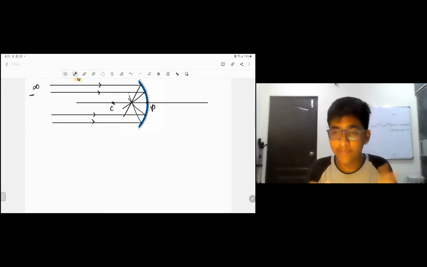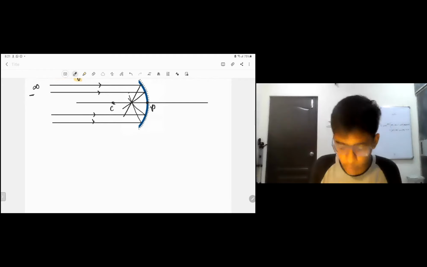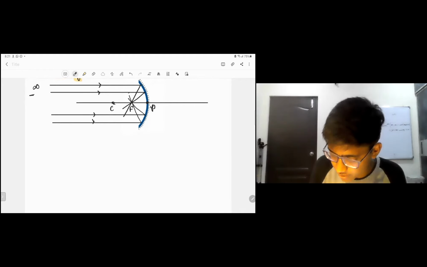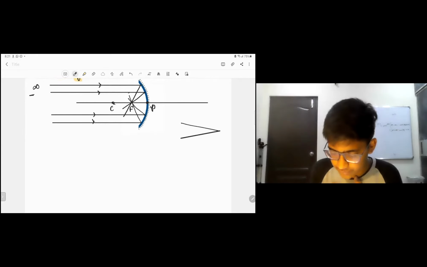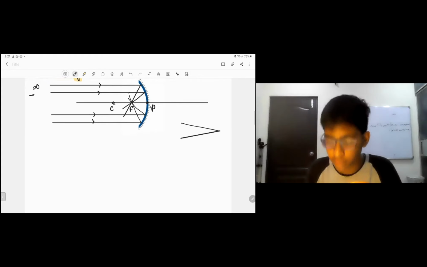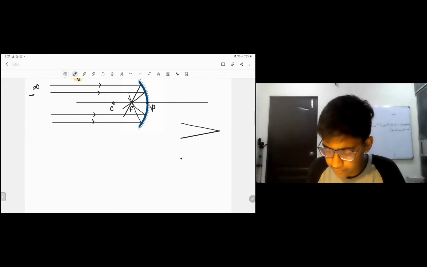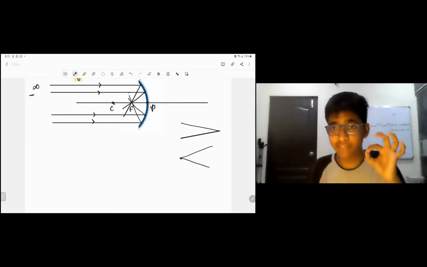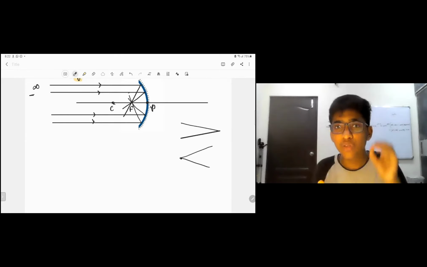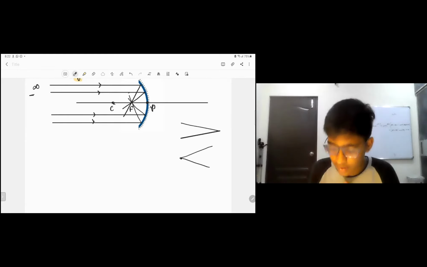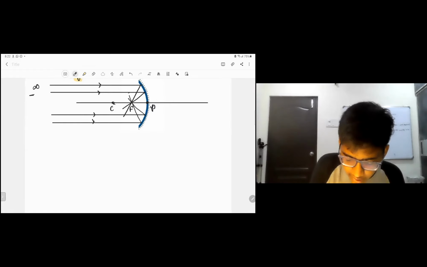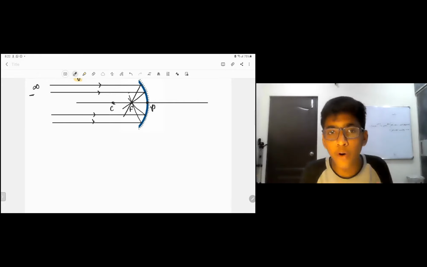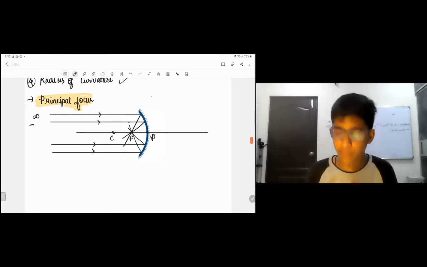Now understand the concept here. All the rays are converging at one point. When the rays are coming and meeting at one point, this is called converging. And if rays are emerging from one point, this kind of rays are called diverging rays. So these are converging at one point. This point is called the focus, the principal focus.